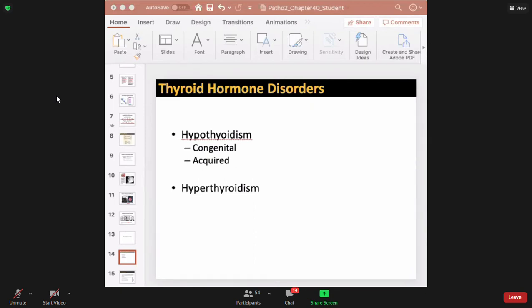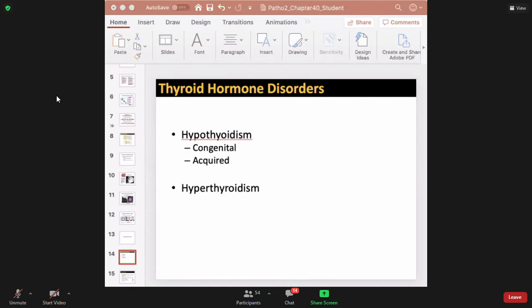So Hashimoto's would fall into an acquired hypothyroidism, because with Hashimoto's, your thyroid actually gets destroyed by your immune system, so you don't make enough thyroid hormone, Andrew.